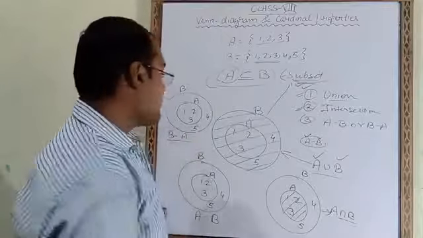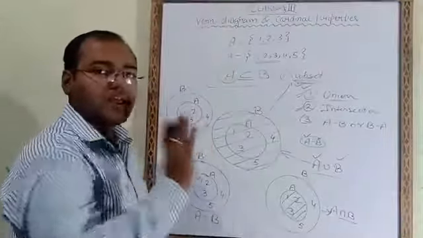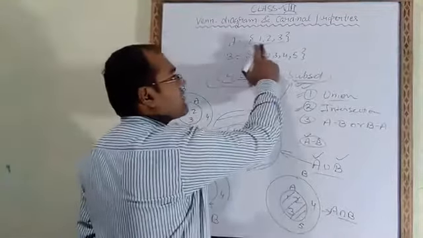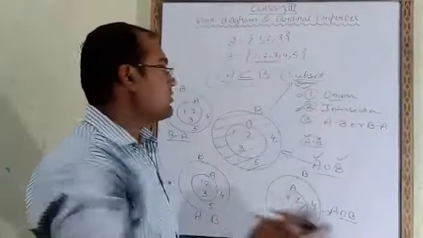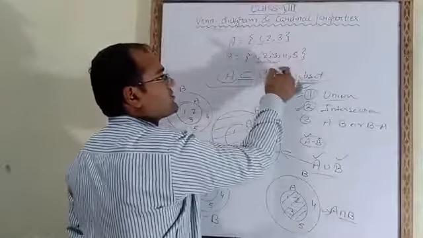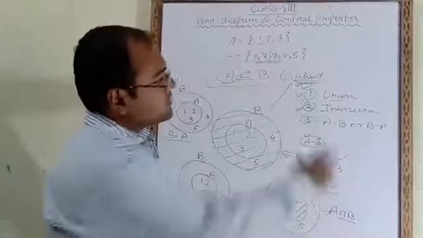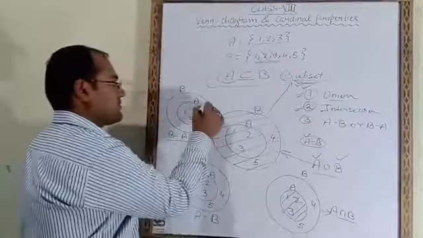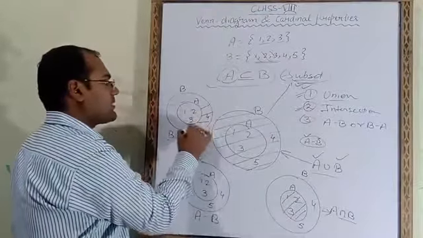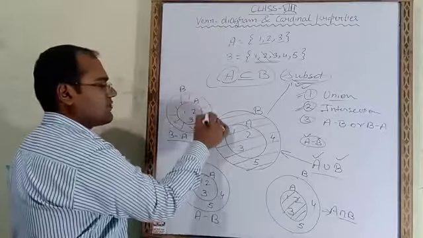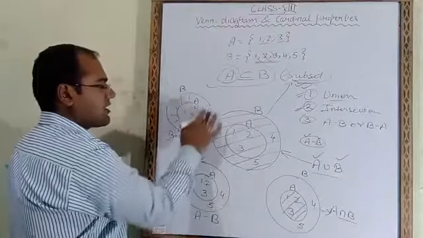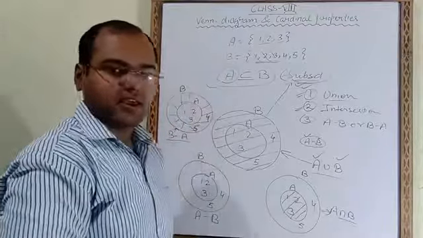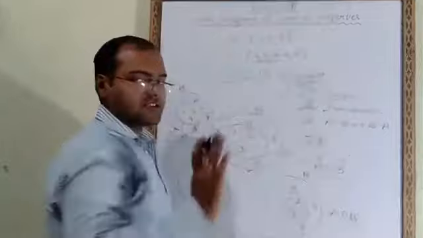B minus A means from B we have to remove A elements. A elements are 1, 2, 3. These elements we have to remove. So when we remove these elements, what will remain? These two elements will remain in B, 4 and 5. So we have to shade 4 and 5. That means this much part we have to shade, because 4 and 5 are written here. So this is the way to represent B minus A. So these all are the cases of subset.